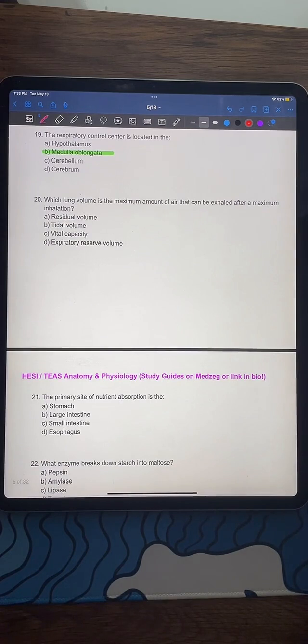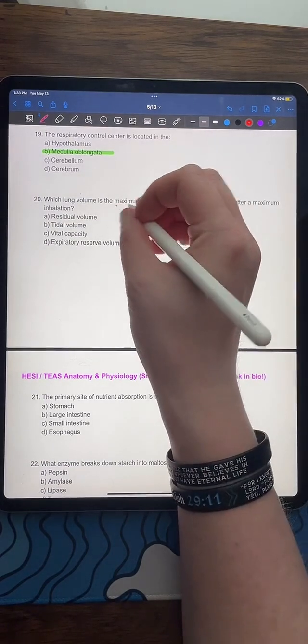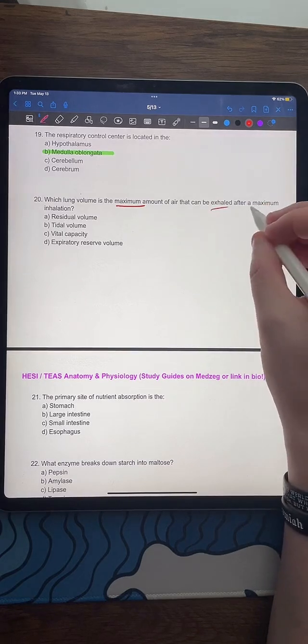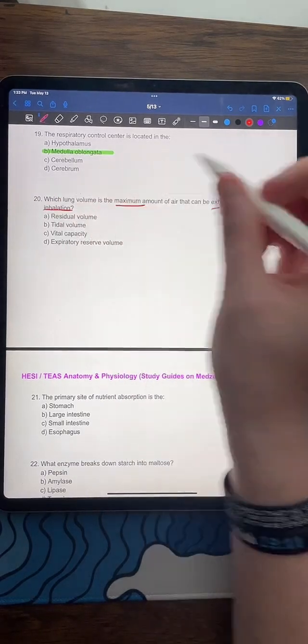Number 20, which lung volume is the max amount of air that can be exhaled after a max inhalation?